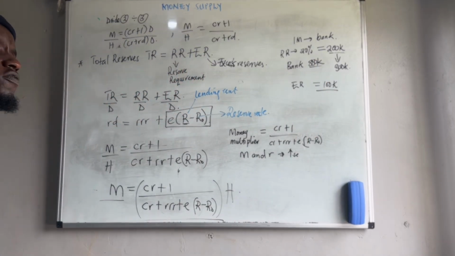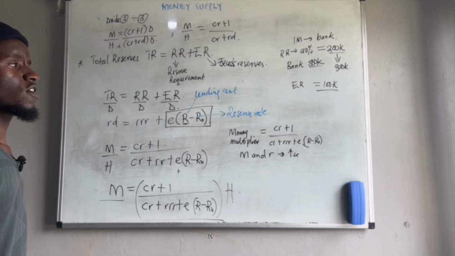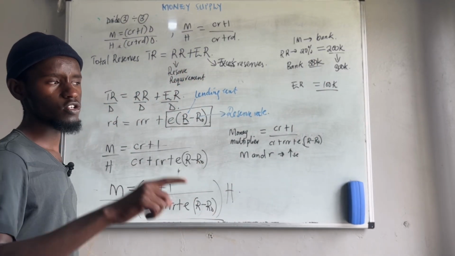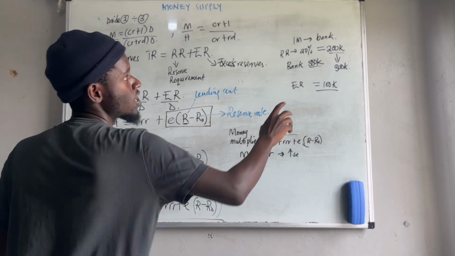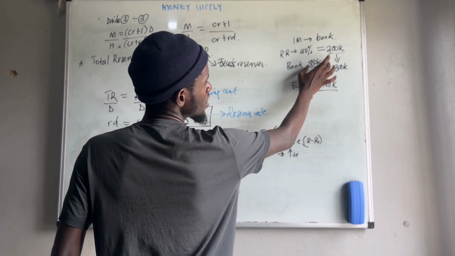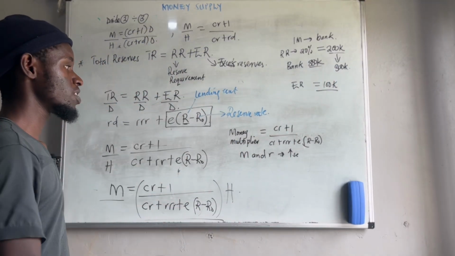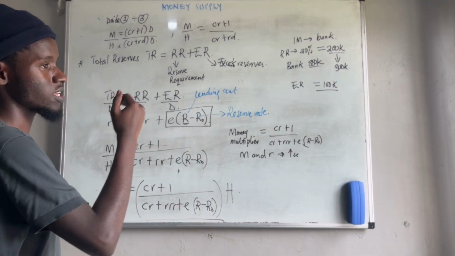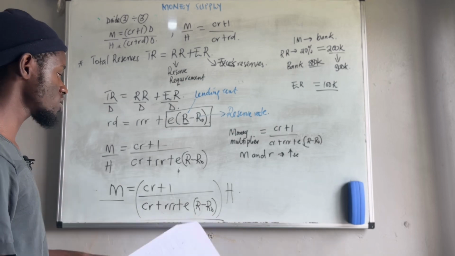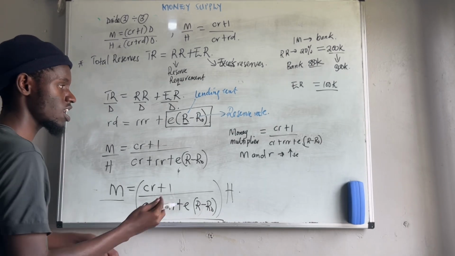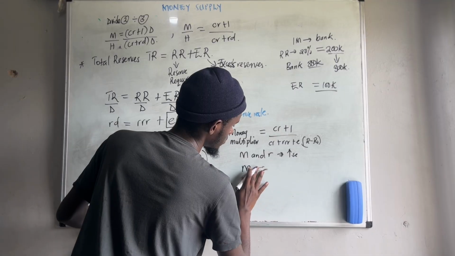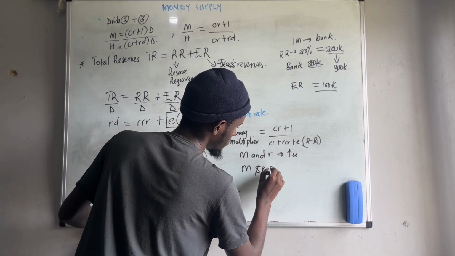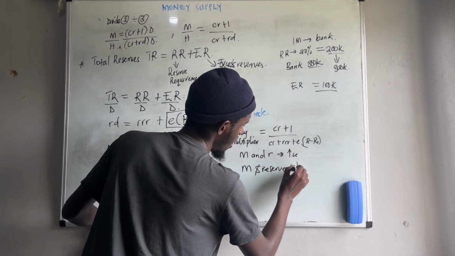Now, if the reserve rate is low, what happens? If the reserve rate is low, it means that the commercial bank will be left with a lot of money, which is 800k, for it to lend out to the public. Therefore, the reserve rate and the money supply have an inverse relationship.